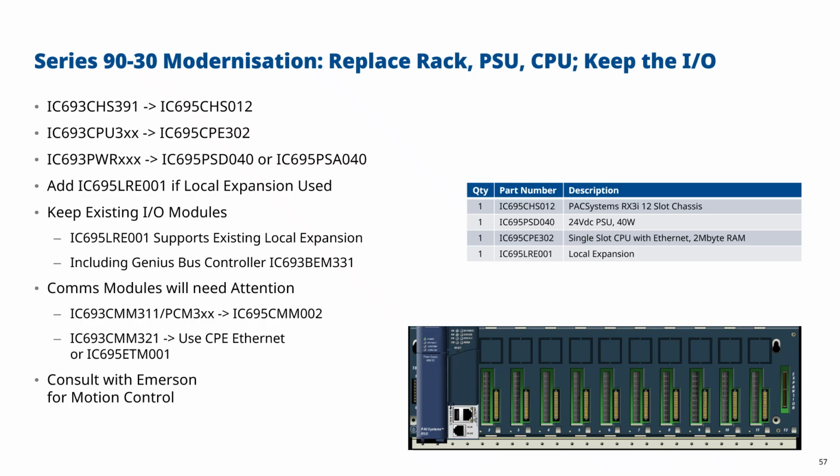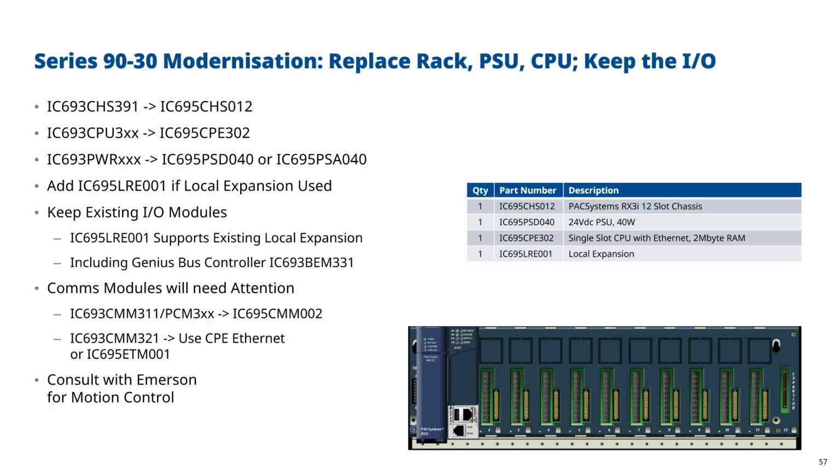But if you look at the bill of materials here, what you can see is it's actually very straightforward. There's 3 main part numbers. It's a new chassis, a new power supply, a new CPU, and that's all you need. And if there was any expansion, you might add in the local expansion module as well. So 3 or 4 part numbers allows you to modernize the system. And if you want to replace the I/O modules, you can do that as well, because we can replace the IC693 modules with their IC694 equivalents. So that allows you to upgrade old I/O modules as well.